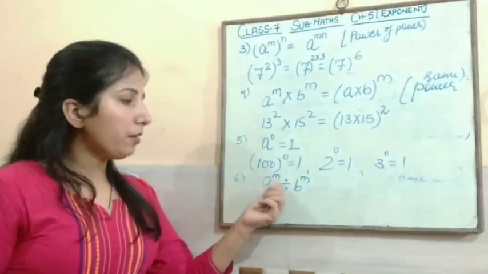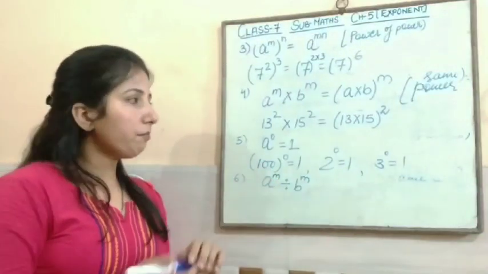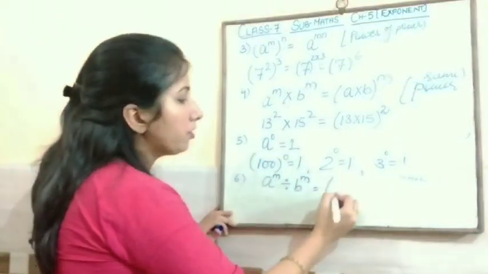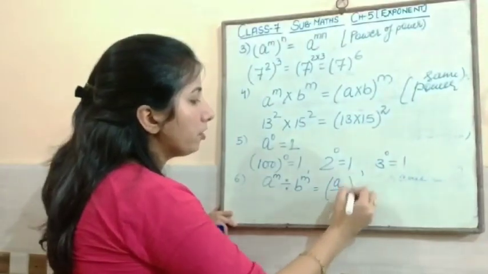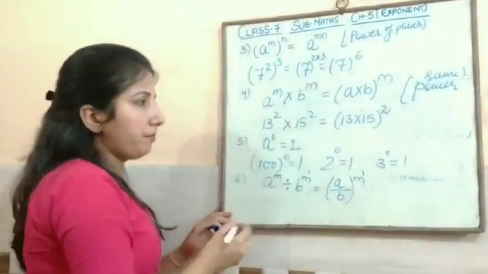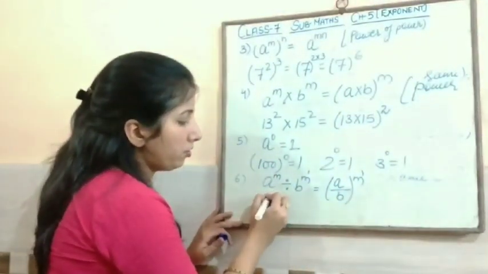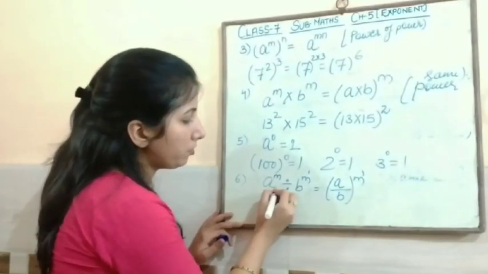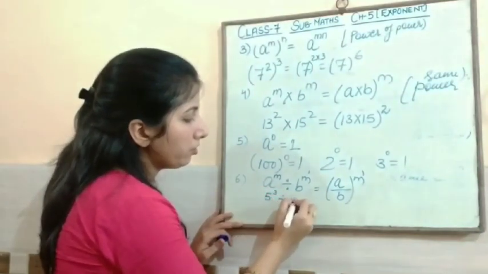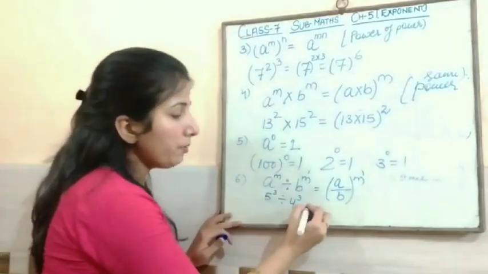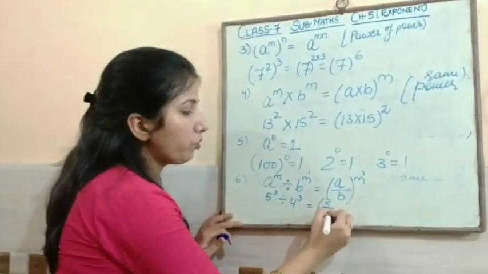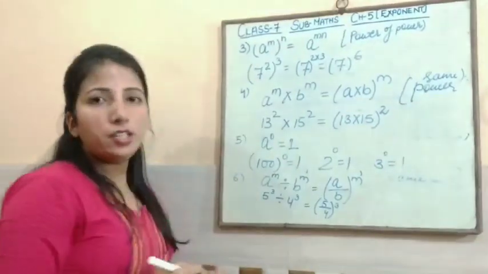a raised to the power m divided by b raised to the power m. Same power. This will be a upon b whole power m. Example, 5 raised to the power 3 divided by 4 raised to the power 3. So this will be equal to 5 upon 4 whole power 3.